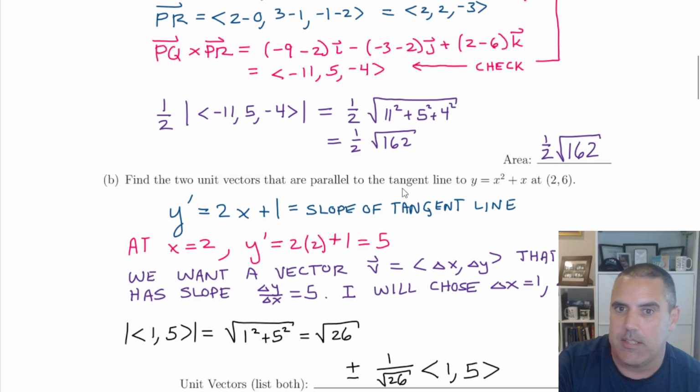The moment we saw tangent line here, we should have thought, okay, we need the derivative, we need the slope when x is 2 and y is 6. So you plug in 2, you get a slope of 5.